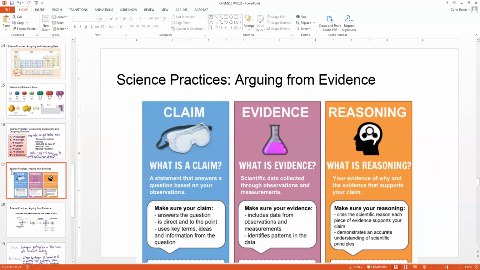We also talked about arguing from evidence. In order to do this, we're going to use a structure. The structure that we're using is something called claim, evidence, reasoning.